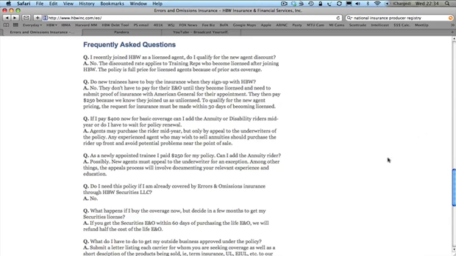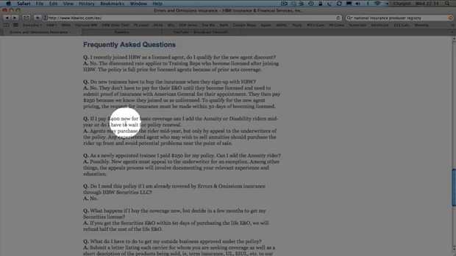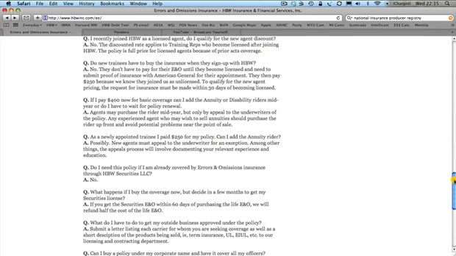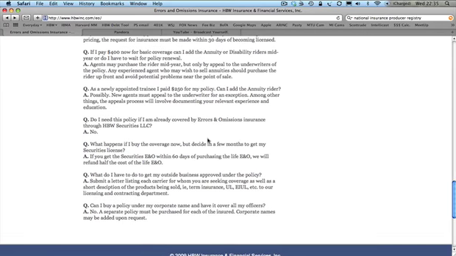And let's see. Right here, now we talk about, again, annuity and disability riders. If I pay $400 now for basic coverage, can I add the annuity or disability riders mid-year? Or do I have to wait for policy renewal? And it tells you right there that you can do it mid-year, but you got to appeal. It's a real pain. If you think you're going to sell annuities or fixed index annuities or disability insurance, just buy it. Buy the riders now.